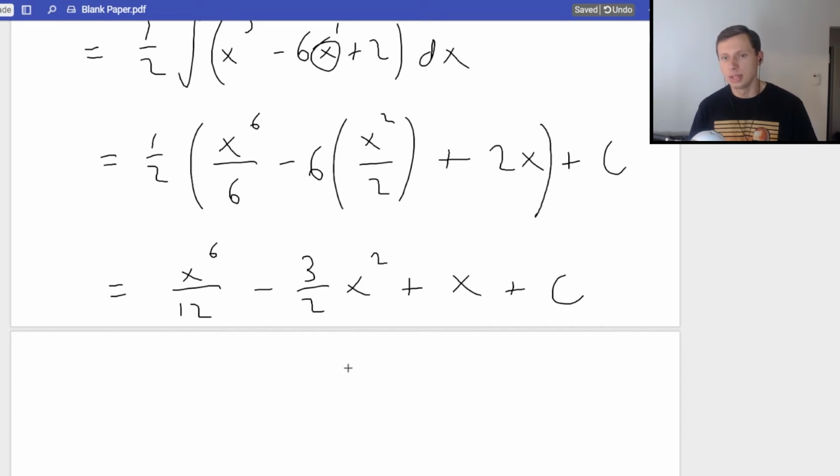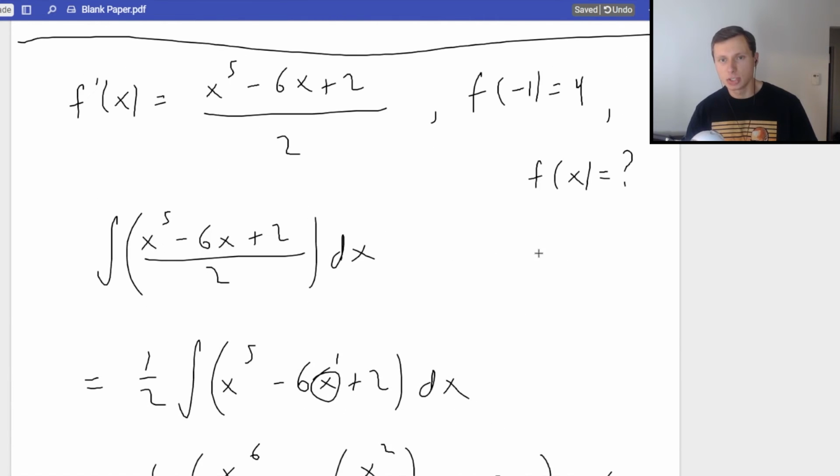Only one problem, the plus c, we don't want it. And the reason we don't want it is because I gave us an initial point. F of negative 1 equals 4.